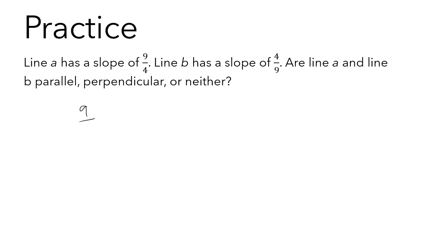So the original slope is 9 over 4. The parallel slope would be the same, 9 over 4. The slope they give us is 4 over 9. That is not parallel. Perpendicular would be the negative reciprocal, so you've got to flip it and change the sign. 4 over 9 is not negative 4 over 9, so it is not perpendicular. Therefore, it must be neither.